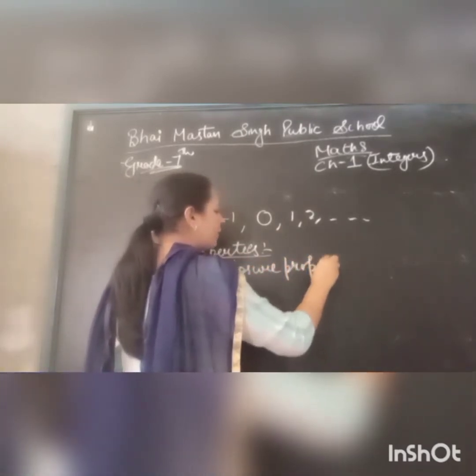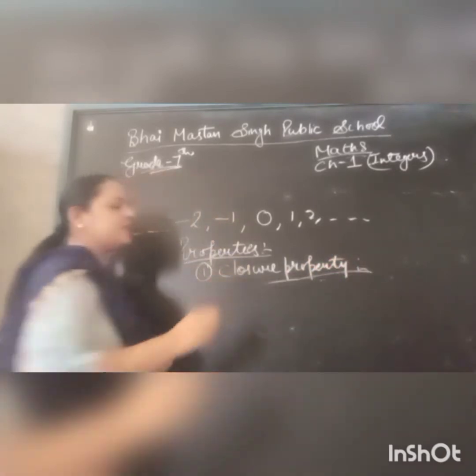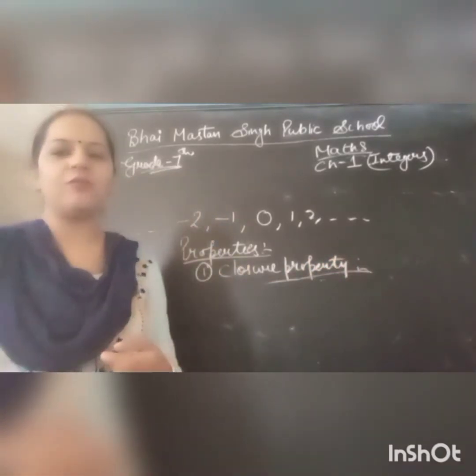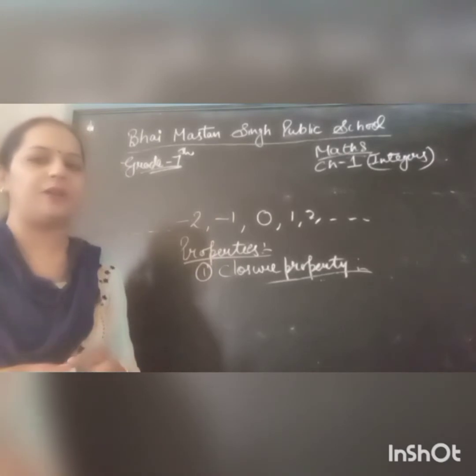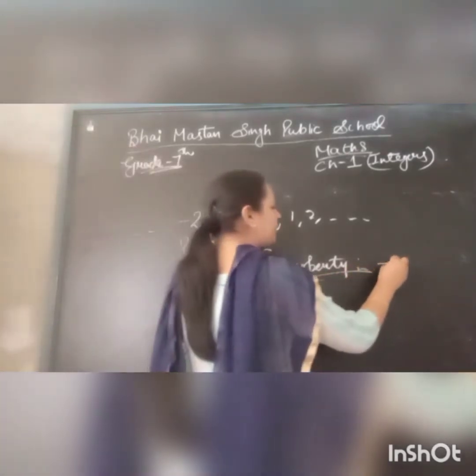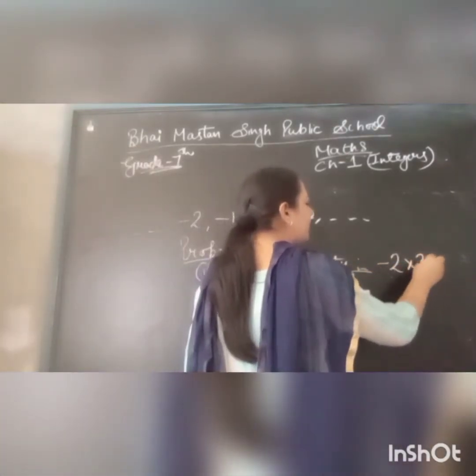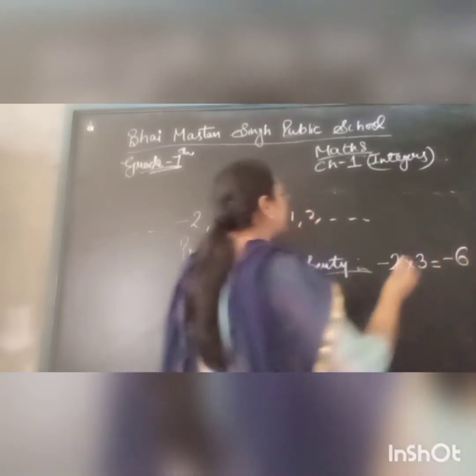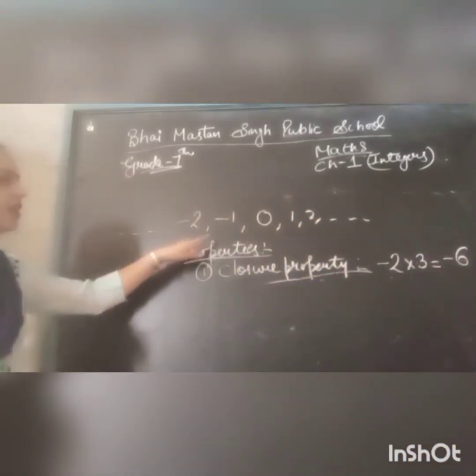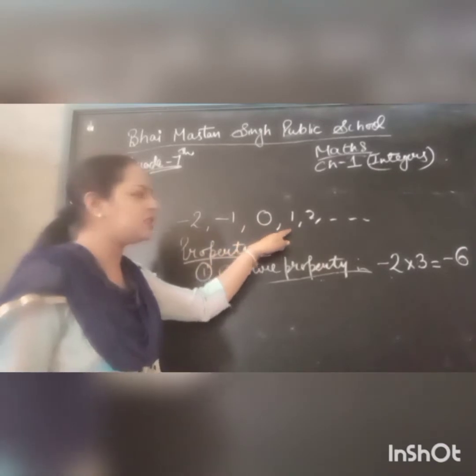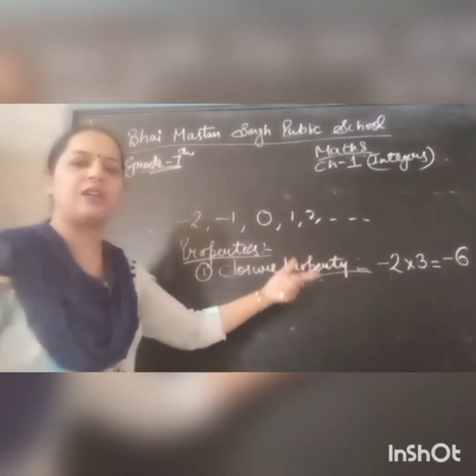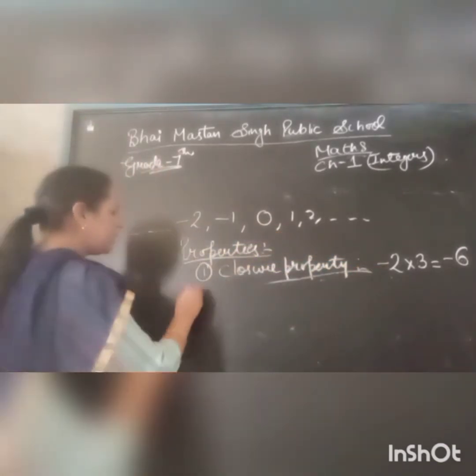Closure property. It means if we multiply an integer with an integer, our answer will be an integer. It means if I multiply minus 2 into 3, I will get my answer minus 6. So I already said all negative and positive numbers are integers, so if I multiply two integers, my answer will be an integer.